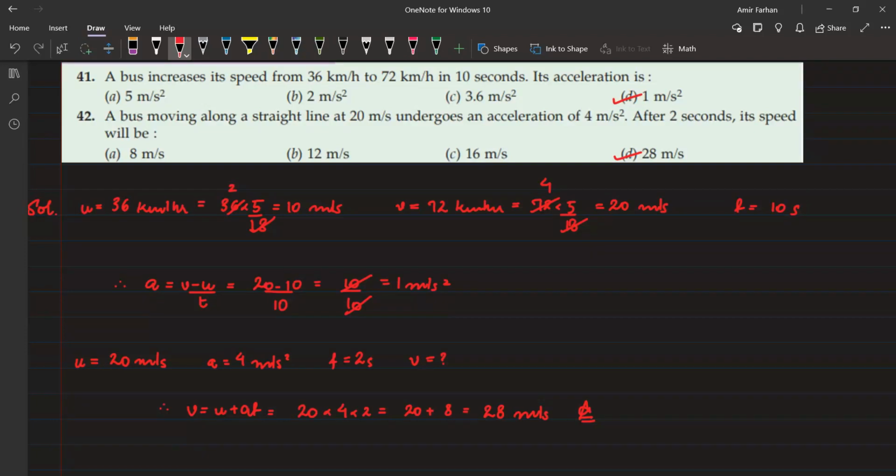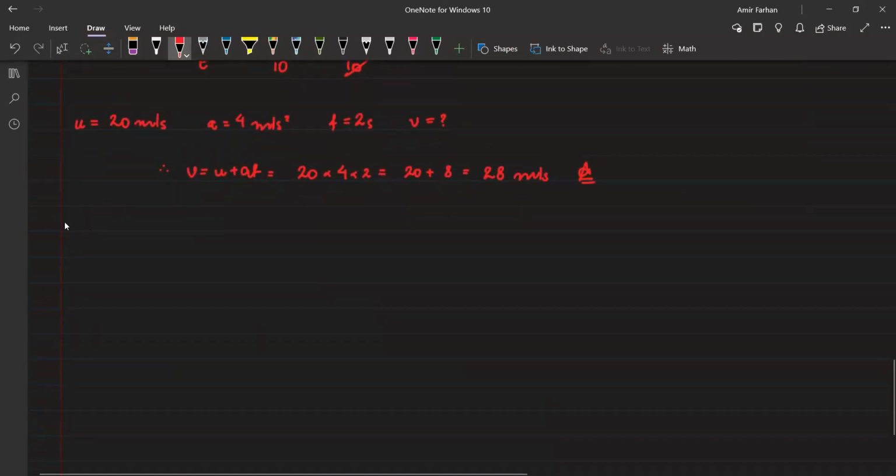And one more thing, bacho. I just wanted to ask. There are 2 methods for the derivation of the equations of motion. First is the algebraic method. The second one is the graphical method.